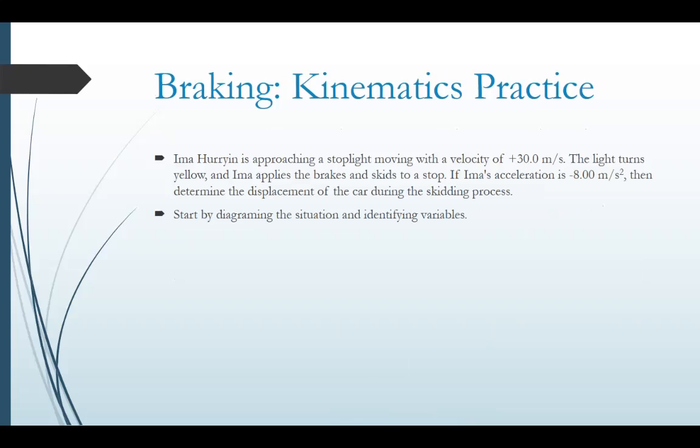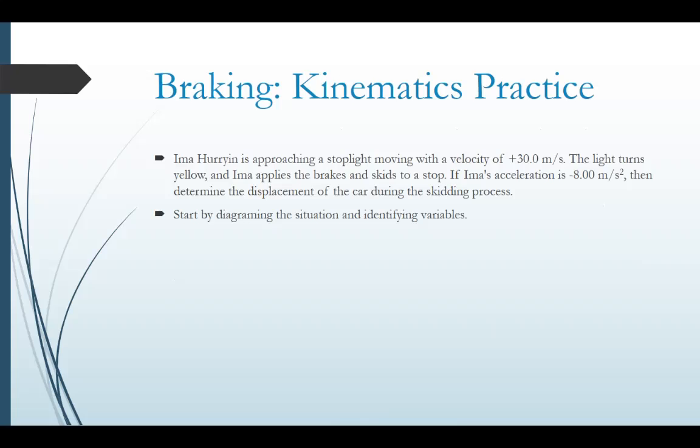A young lady named Ima Hurryin is approaching a stoplight moving with a velocity of 30 meters per second in a positive direction. The light turns yellow and Ima applies the brakes and skids to a stop. If Ima's acceleration is negative 8 meters per second squared, okay, meters per second squared, it's an acceleration, but notice that it's negative because we're braking, so it's opposite the direction of motion. Then determine the displacement. So remember, displacement is distance of the car during the skidding process.